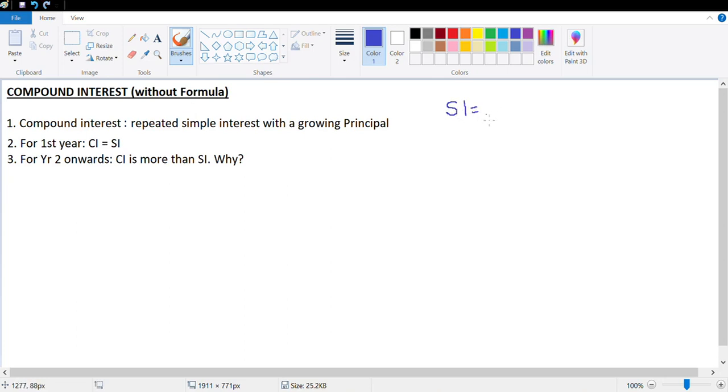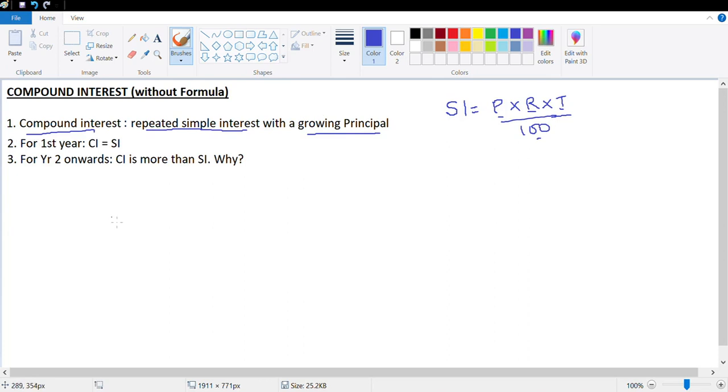Simple interest is the interest which you earn on a principal that you keep with a bank or is the interest that you pay to a bank when you take a loan. The formula for calculating that is P into R into T upon 100. P is the principal, R is the rate of return per annum, T is the time period in year and 100. Now, compound interest is nothing but repeated simple interest and the principal keeps growing.